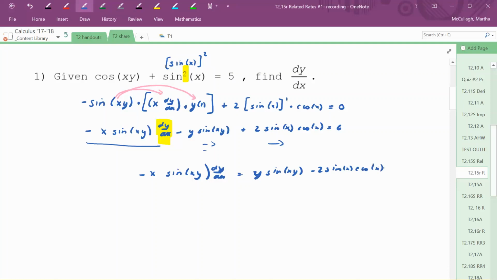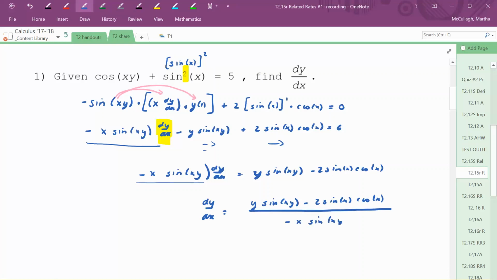I need to divide by everything that's not my dy dx, so I'm going to be dividing by that, and I end up with dy dx equals y sine xy minus 2 sine x cosine x all over negative x sine xy.